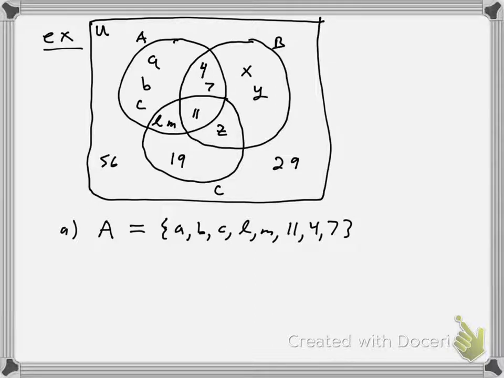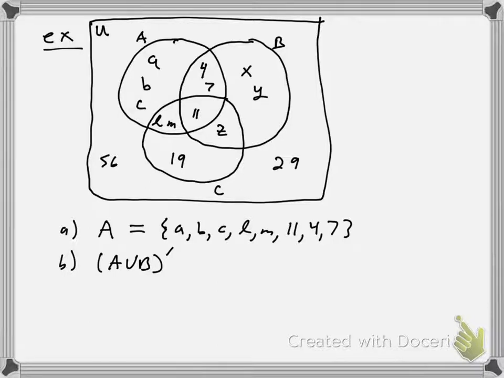All those ones right there are in the A circle, okay? Let's do some harder ones now. Let's do A unioned with B complement.